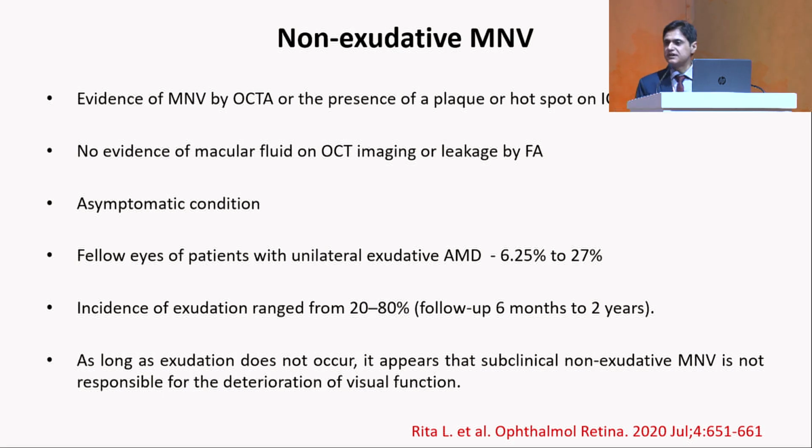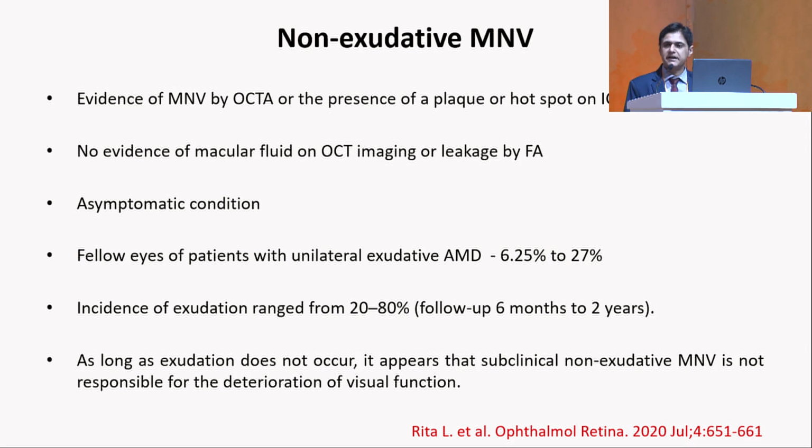Now coming to the third part, which is non-exudative MNVs. As the name suggests, there is no evidence of any macular fluid, and these patients are usually asymptomatic. Fellow eyes usually have an incidence of AMD of around 6% to 30%, and there is a chance of some exudation in these patients, which ranges from 20% to 80%.